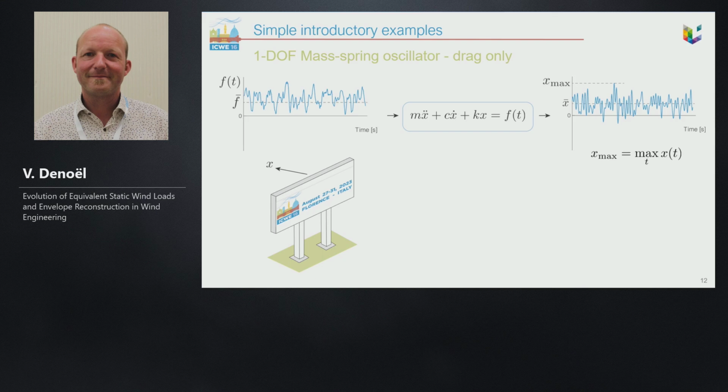So find a static force such that when I apply it in a static manner, I recover exactly the same displacement. Simple enough: if you know the stiffness and the maximum response, just take the product, and this is the equivalent force.